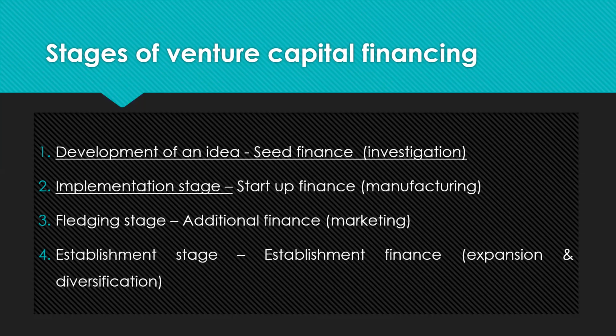Now the second one is implementation stage. You have come up with the idea, you want to implement that idea. For that, a startup finance is provided. The startup finance is used for manufacturing that product. Now, the third stage is the fledgling stage, where you have actually completed your project, you have finished your production activities. Now you need additional funds for marketing. So various marketing related activities are carried out with the additional fund. This is the third stage of financing.